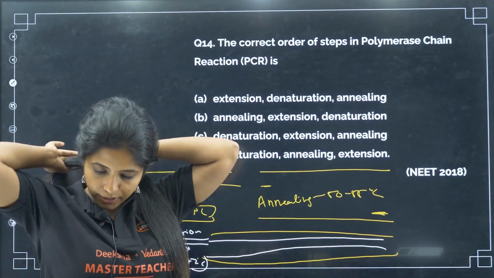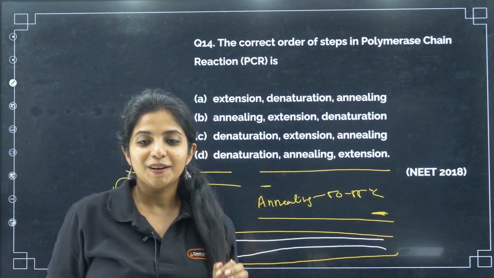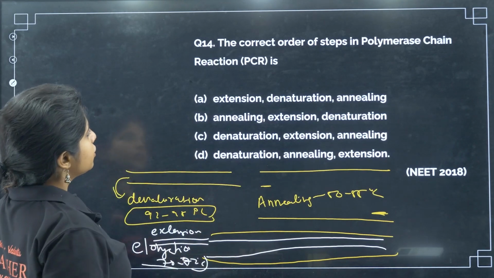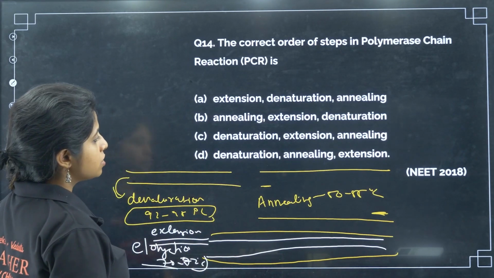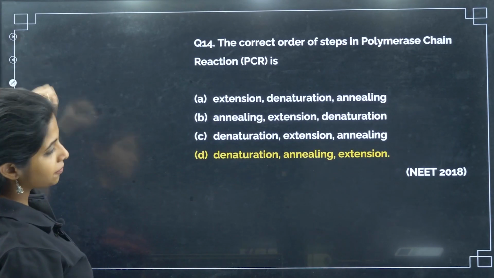So this all happens at high temperature, which is why you need to borrow DNA polymerase from a thermostable organism, and that was Thermus aquaticus. So the steps are denaturation, annealing, and extension. This will be your answer.